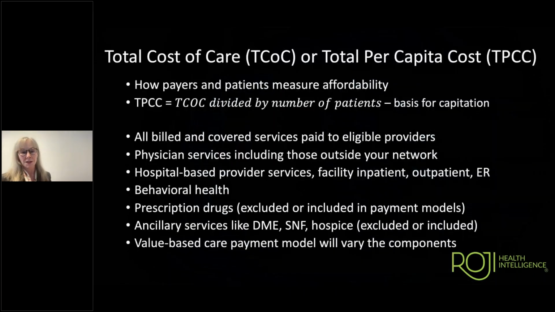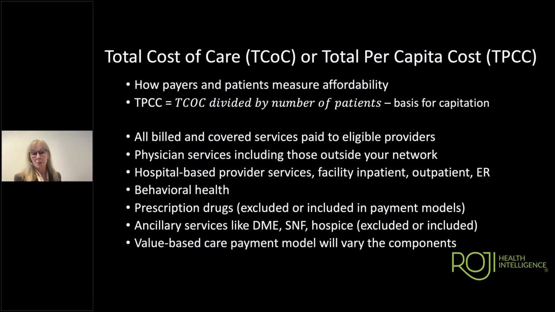So let's review some of the cost concepts that we talked about the first time. First of all, total cost of care and total per capita cost are how payers and patients are generally measuring your affordability. And total per capita cost is just a derivative of total cost of care. It includes everything. Now, some value-based payment models will call something total cost of care and make some exclusions like ancillary services, or even if it's a primary care cap, then they would exclude non-primary care based services. But generally, when you're measuring total cost of care, you're measuring all of the services that are provided to the patients in the population that is covered.